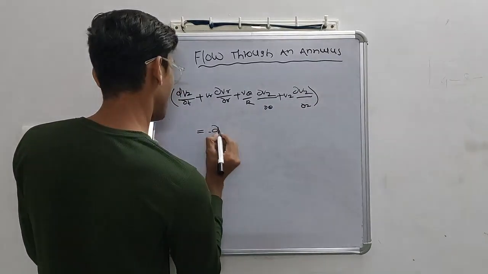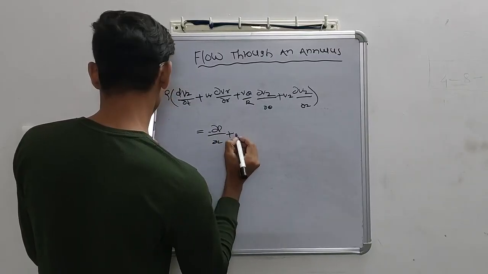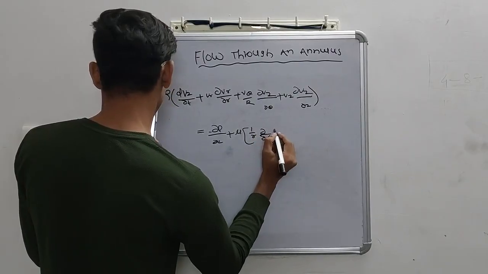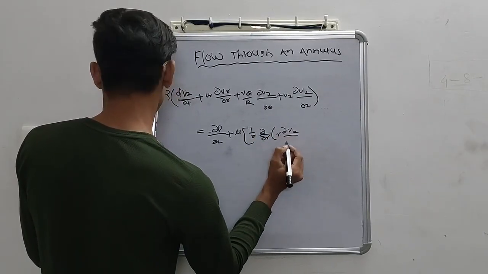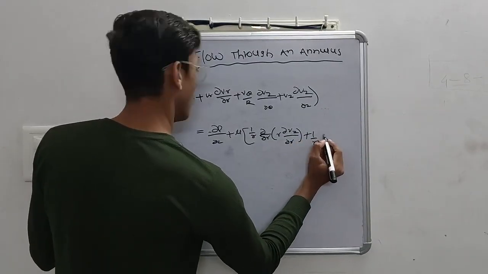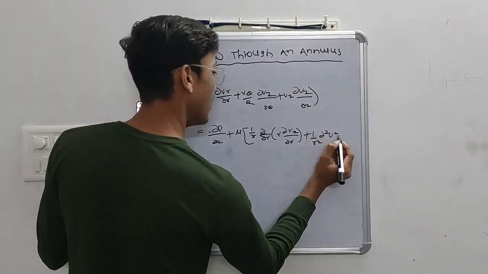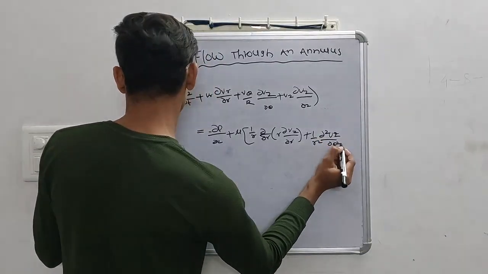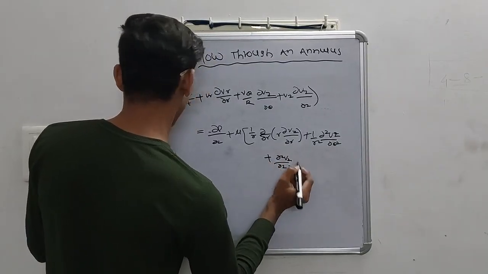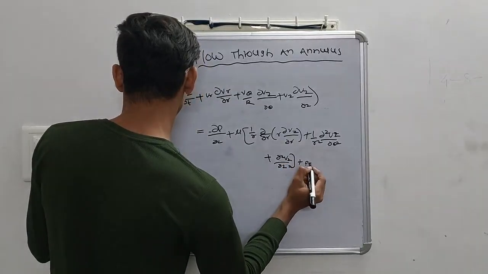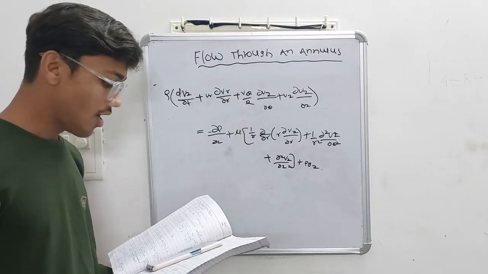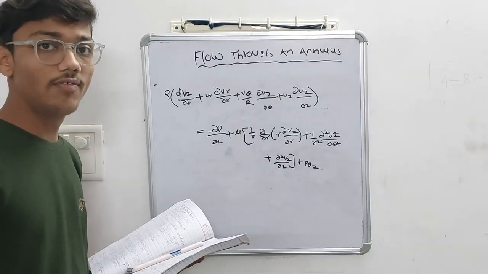Equals minus dou p by dou z plus mu times 1 by r d by dr of r dvz by dr, plus 1 by r square dou square vz by dou theta square, plus dou square vz by dz square, plus rho g z. This is the z equation of motion. In this question it is given that v theta and vr are 0 and vz is non-zero.